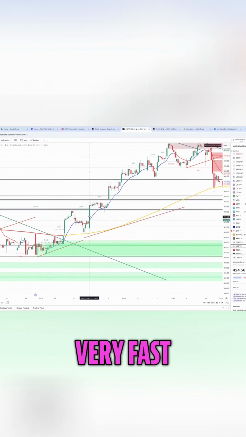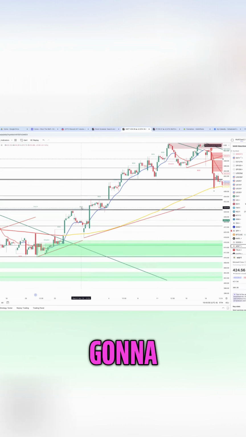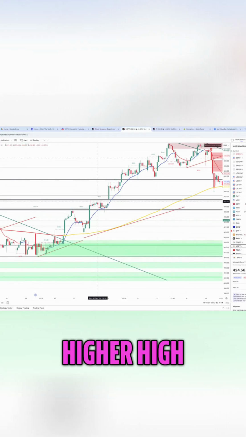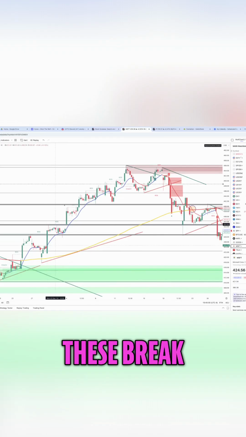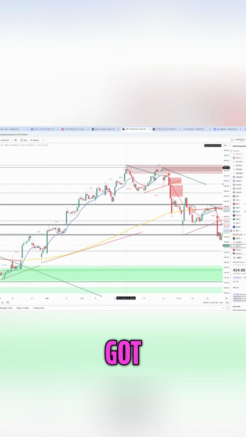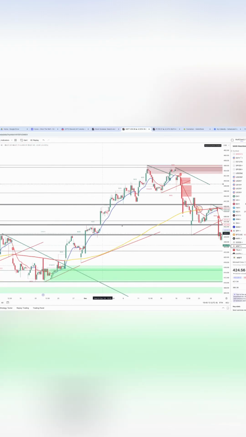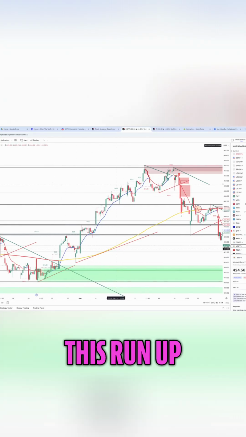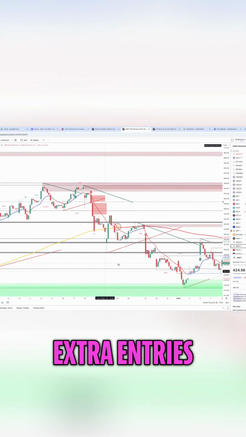very fast. Signal a breaker structure to show you that you were going to get continuation, and we consolidated. We made a higher high, made a higher low. We broke this higher high, and it just keeps giving you. You see all these breaker structures leading all the way up until we got to where sellers were, so it's giving you continuation signals all throughout this run up, so that you can take advantage of extra entries.